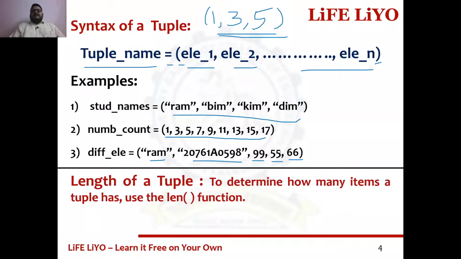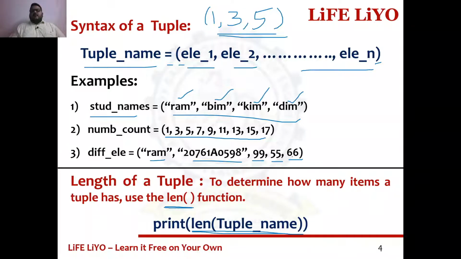How can we find the length of a tuple? That is, how many elements are there in the tuple? We can determine the length of the tuple by using a function called the len function. This is the same function we use for finding the length of a list. The same way we can use the len function for tuples also: simply len of the tuple name. For example, if you have a tuple student names, then you can give len of student names. So we are going to get 1, 2, 3, 4, a total of 4 as the answer, because there are 4 elements.